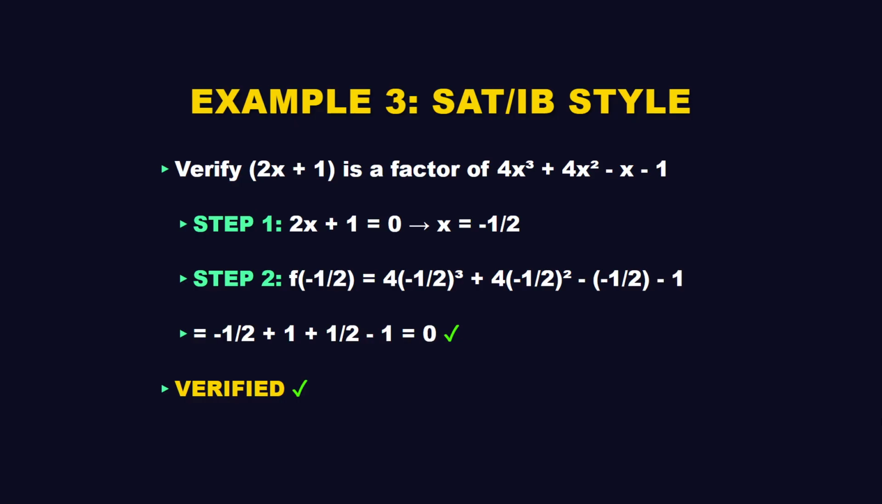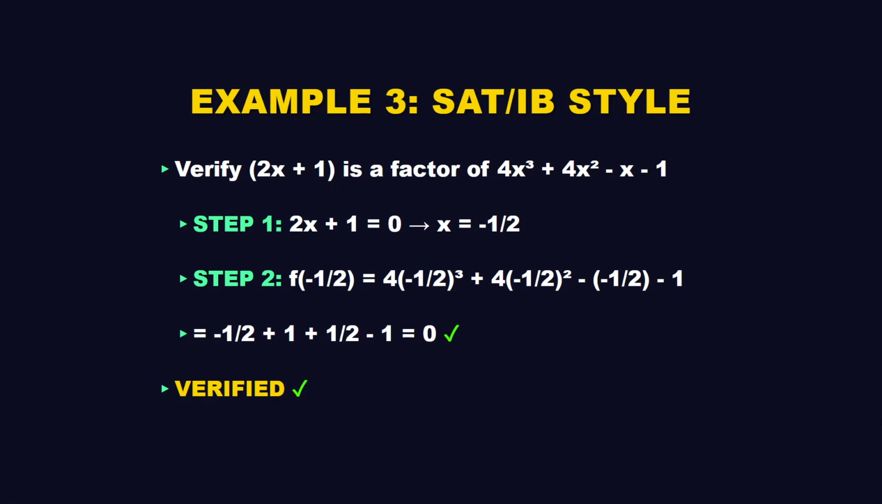Set 2x plus 1 equal to 0. This gives me x as minus 1 by 2. Now substitute this negative 1 by 2 in the place of x. So let me consider the polynomial as f of x equals 4x cube plus 4x square minus x minus 1. Now in the place of x I'll put minus 1 by 2. That gives me f of minus 1 by 2. That would give me the result after substituting as 0 as shown here.